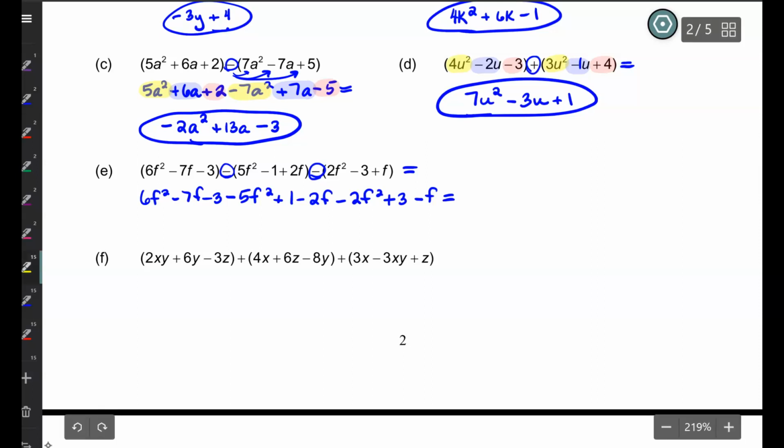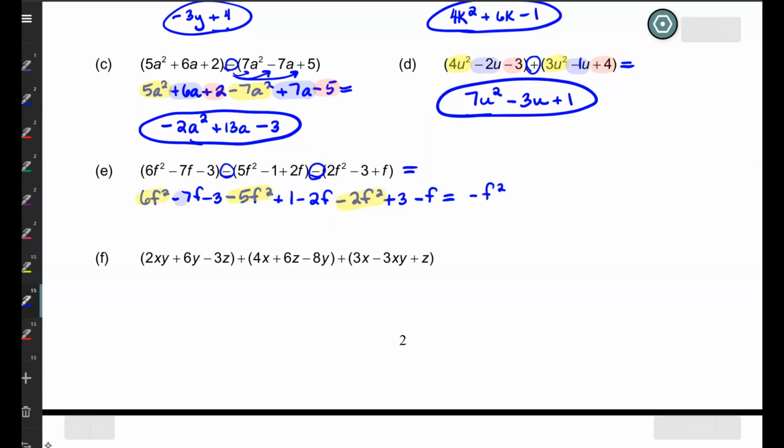Okay, now I have a bunch of different terms, but that's okay. I'm going to just match up. So let's look at the f squared. So there's 6f squared minus 5f squared minus 2f squared. So 6 minus 5 would be 1, minus 2 would be a negative 1. So that would be a negative f squared.